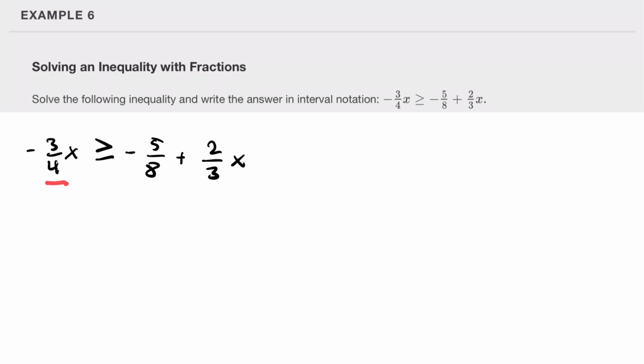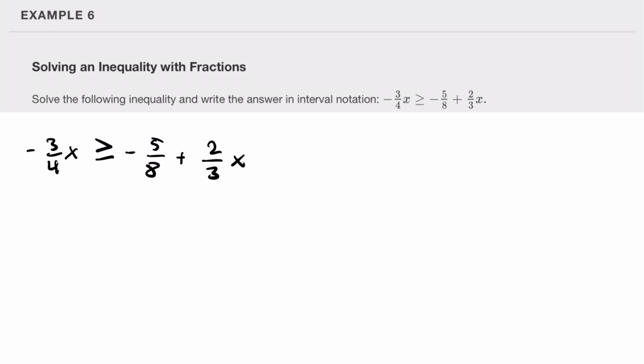16 is a multiple of 4. 16 is a multiple of 8, but it's not for 3. So then we're going to say 8 times 3 is 24. 24 is a multiple of 4. 24 is a multiple of 8. And 24 is a multiple of 3. So what we're going to do is multiply the left and the right by 24 to clear out our fractions.